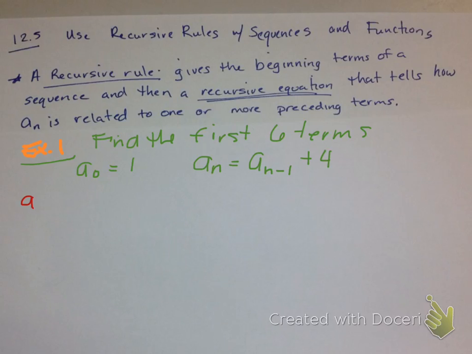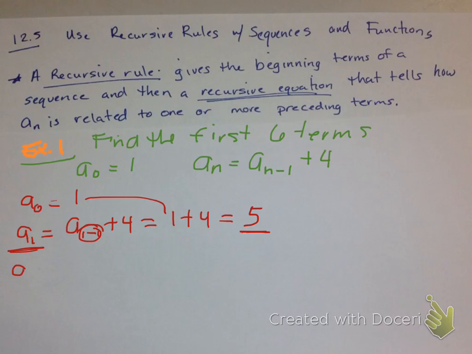So my first term is a sub 0, which was what? 1. Then I have to find a sub 1, which means a 1 minus 1 plus 4. Now, what is that 1 minus 1 really? 0. This is a sub 0, so what's my a sub 0? 1. So this 1 comes here, 1 plus 4, which equals 5. Now, this 5 is your a sub 1.